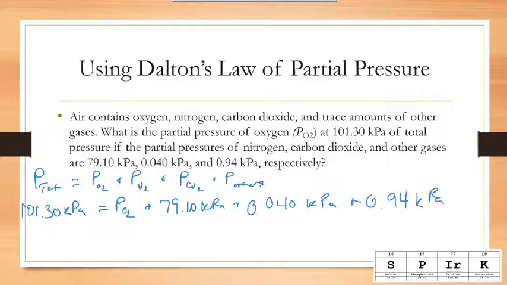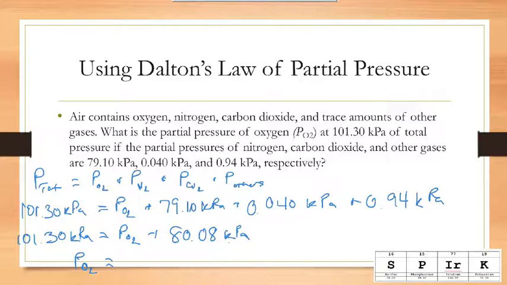The way I usually solve these is I bring down where I'm going. So 101.30 kPa equals the partial pressure of O2. And then I'm going to add up these values. So 79.10 plus 0.040 plus 0.94 add up to 80.08 kilopascals. And then we need to subtract 80.08 from 101.30 to leave us with our partial pressure of O2.